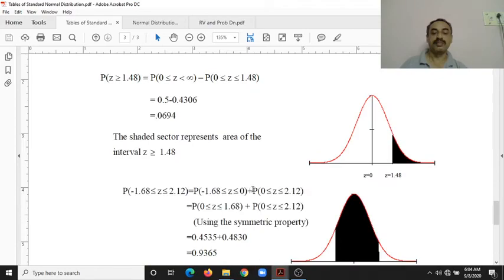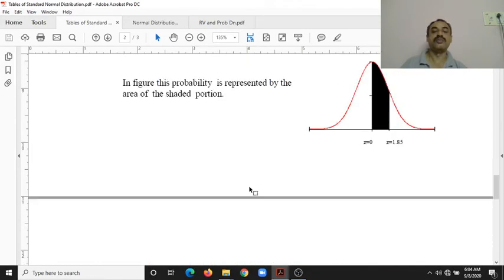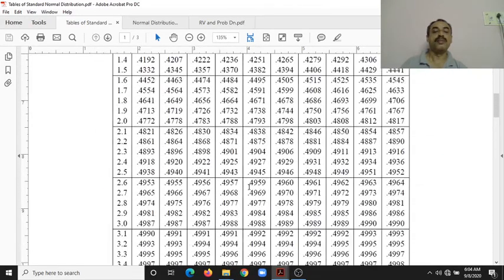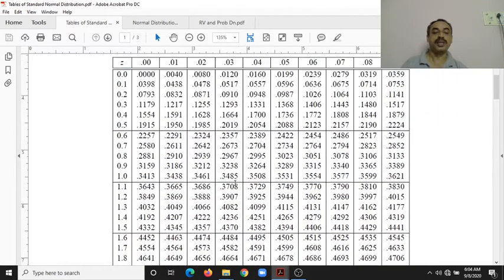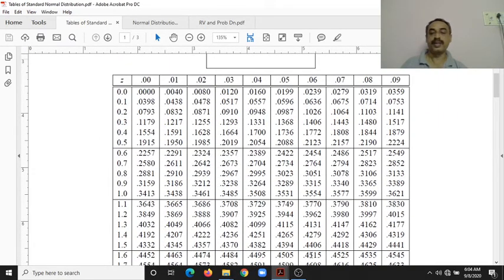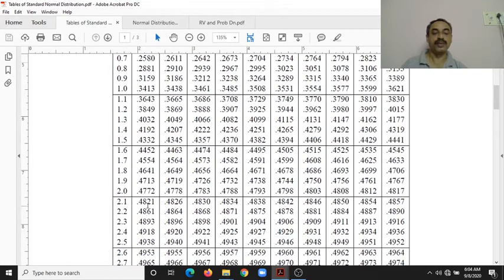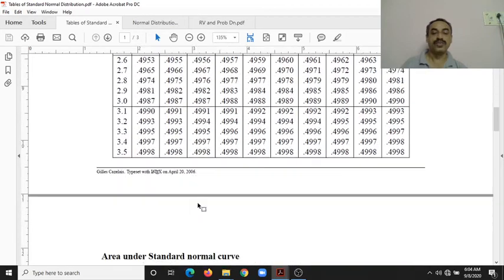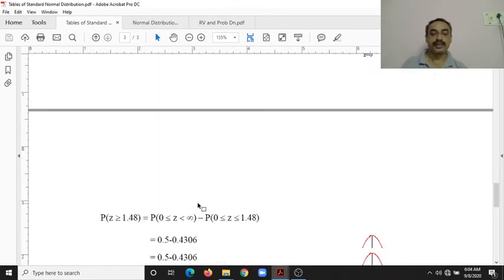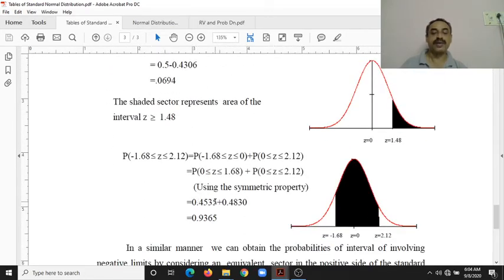So when we come to the tables, the values 1.68 and 2.12. For 1.68, you can see it is 0.4535, and next is 2.12, which will be 0.4830. So we take these values into the equation, and we get 0.4535 plus 0.4830. Therefore the total area will be 0.9365.